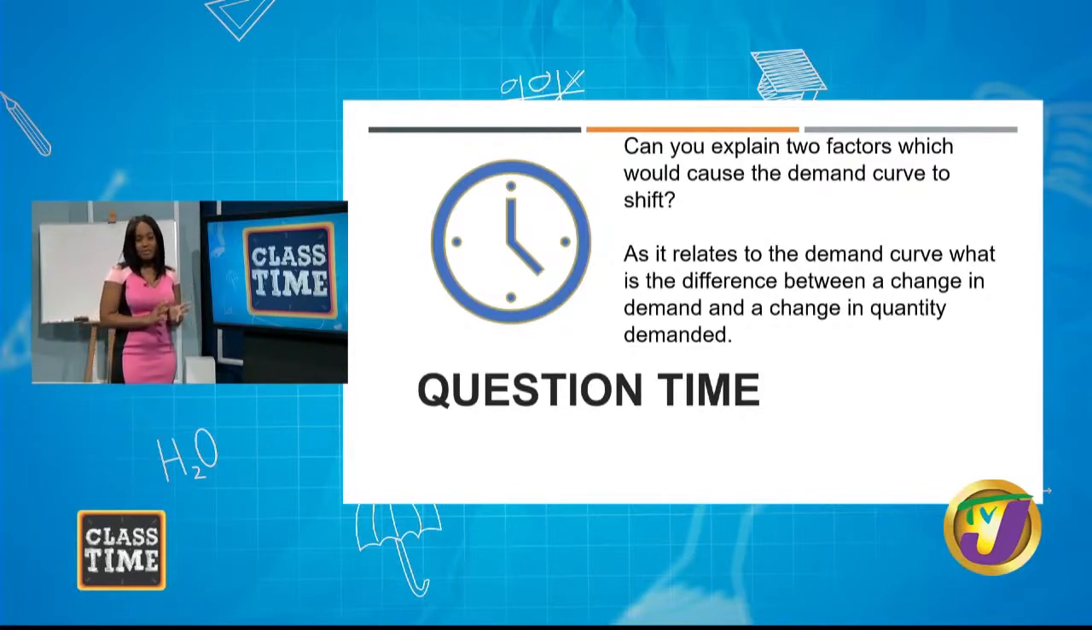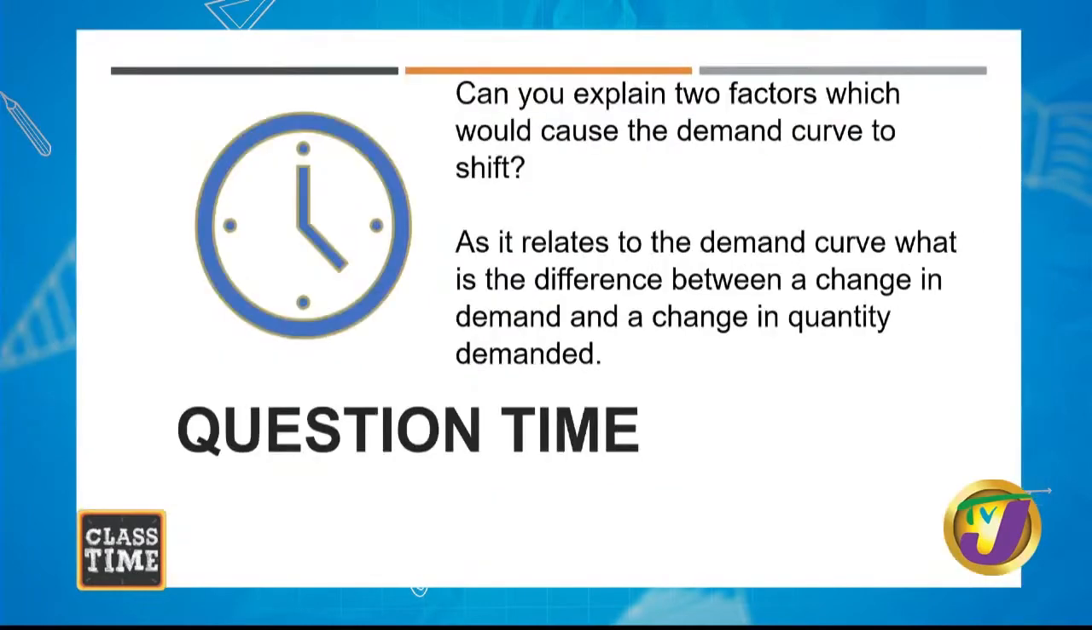All right, so question. Can you explain 2 factors which would cause the demand curve to shift? I think I mentioned about 6 factors. And also, as it relates to the demand curve, what is the difference between a change in demand and a change in quantity demanded? All right, so maybe you're answering.